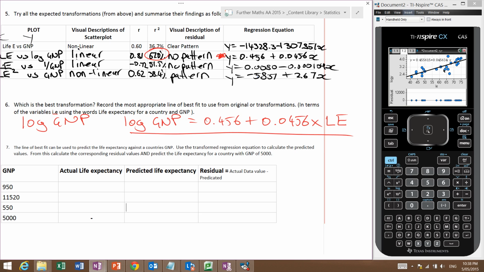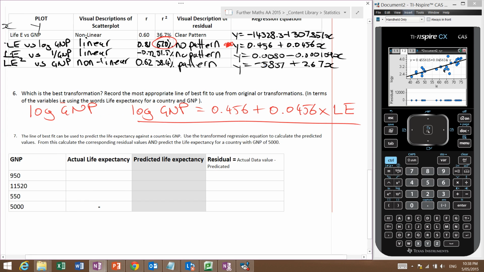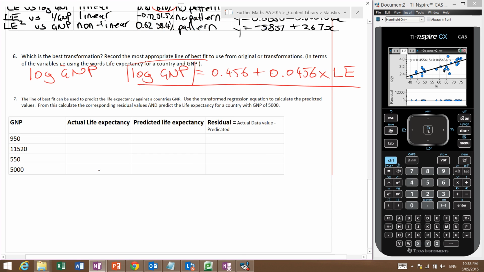Use a transformed regression equation to calculate the predicted values. Oh yes, this is very important, this part. Okay, I've actually done this here. This is the point you need to change. Remember we had it as y above. Whatever the y one, the transformed version you've got, you put that in. So in this case, it's log of GNP. So anytime you put a GNP value into this equation, you have to log it. If it said 1 on x, this one would be 1 on x.